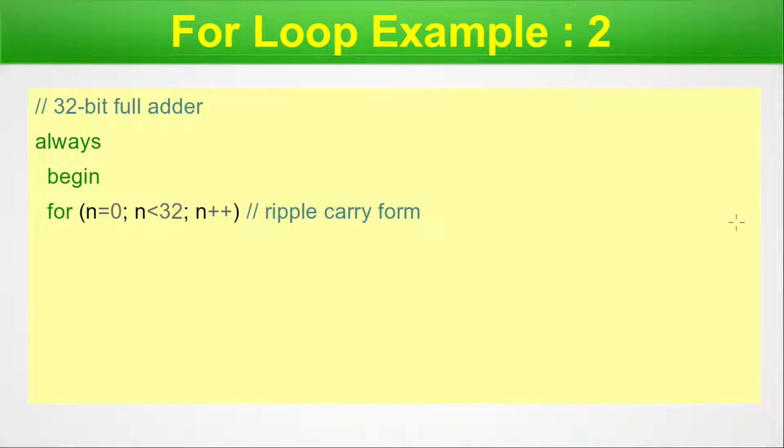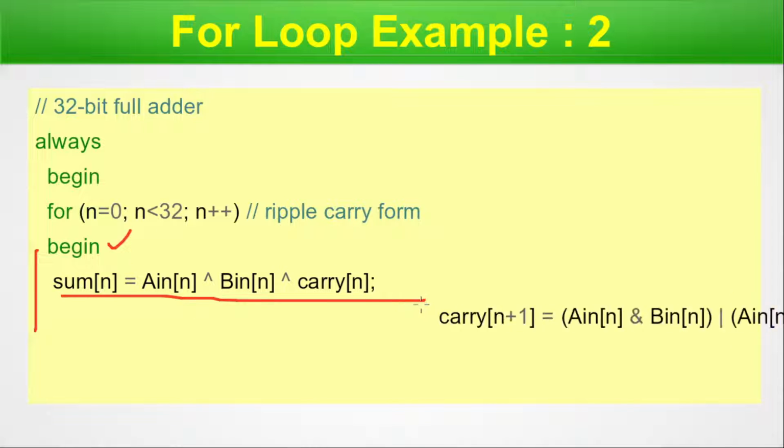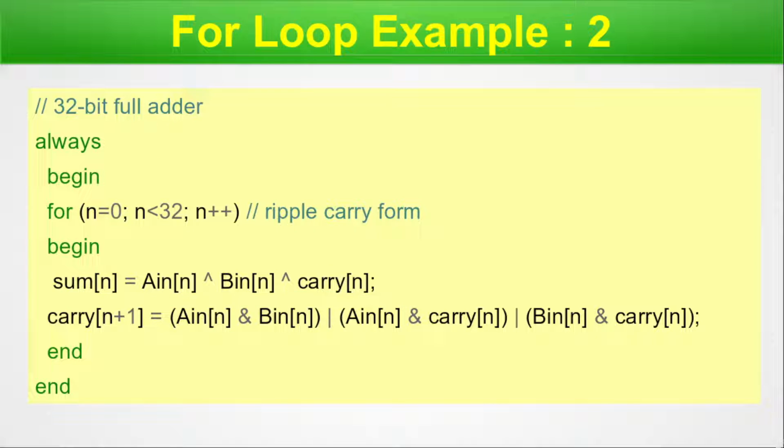Here we start our always, then we have begin, and for n equal to 0, n less than 32, n plus plus, we have the begin. You can see here we have the begin because multiple statements are coming here, and then we have the sum expression and the carry expression here. So here we end our for loop. The for loop starts here and it ends here, and here we end our always block with the corresponding begin and end. So we are done with the second example. We are done with this particular slide. So let's move on to the next slide.